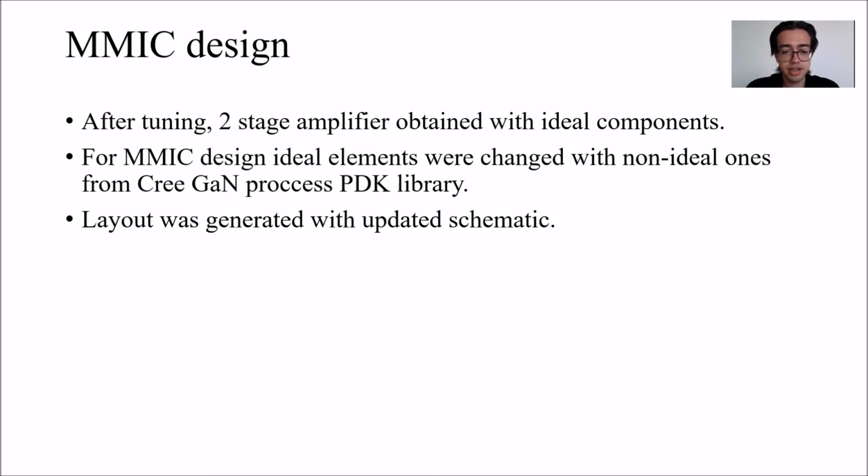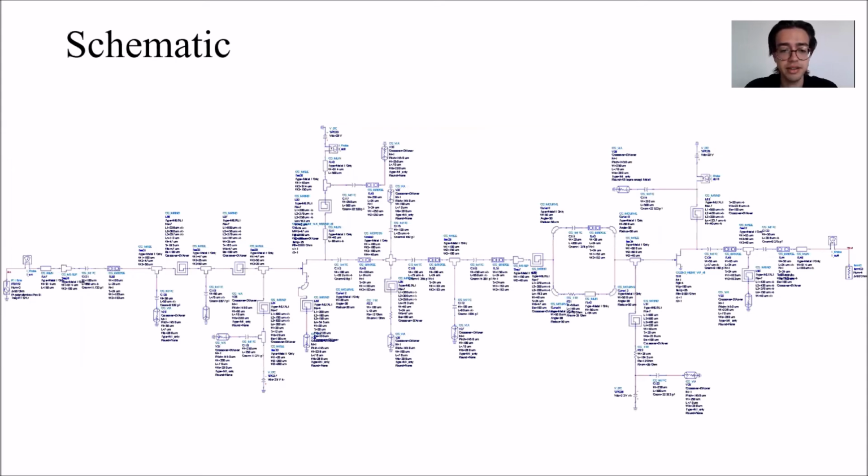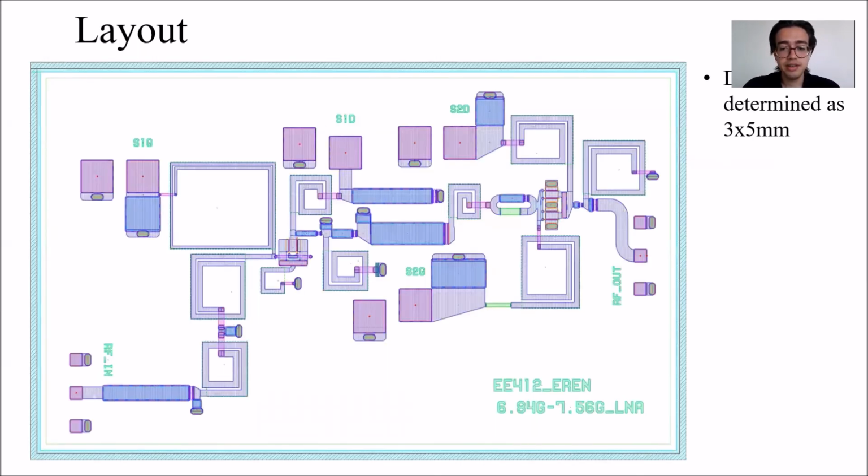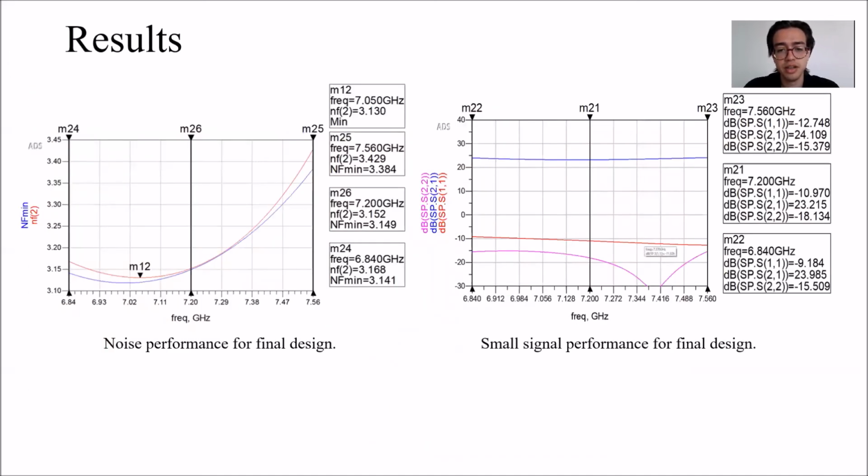Then the layout was generated with the updated schematic. Here you can see the updated schematic with non-ideal component values, and you can see the layout, which is created according to this updated schematic. The final dimensions of the layout are determined as 3 by 5 millimeters. So here are the final results.